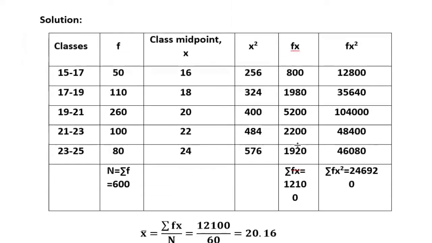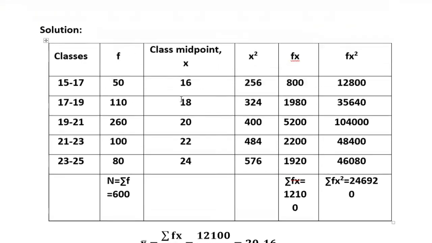Okay, let us see how we can do it. First of all, you have to calculate the x bar, which we calculated before. You have to find the midpoint. From the midpoint, you then find the fx, f multiply x, and for the variance we need x squared. You have to find the x squared. Then you have to multiply this by the frequency, that is the number of students.